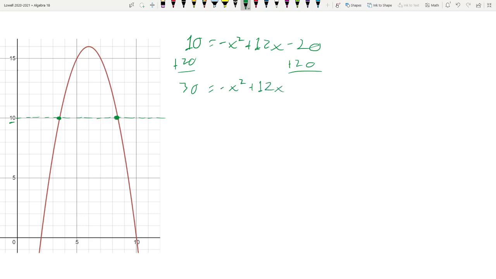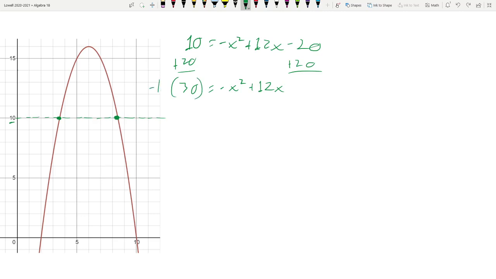Okay, so I added 20 to both sides, just like I would normally when I'm completing the square. You can also see here that there's a negative 1 in front of our x squared, which we don't want, because that makes completing the square kind of messy. So I'll get rid of that by multiplying the entire equation by negative 1, just like I did in the last video. So I'm going to multiply by negative 1.